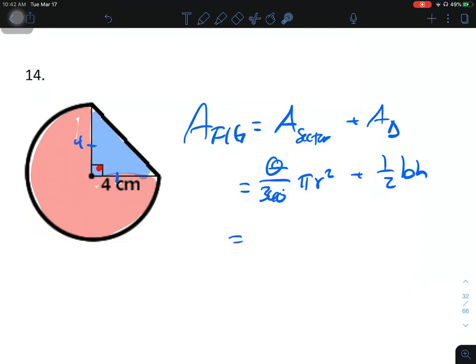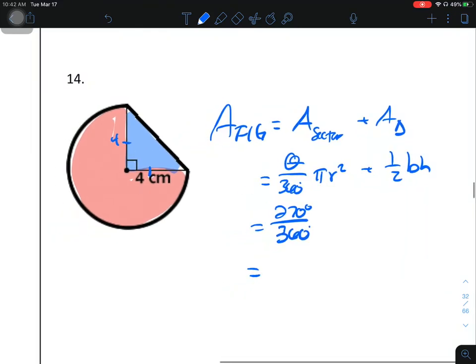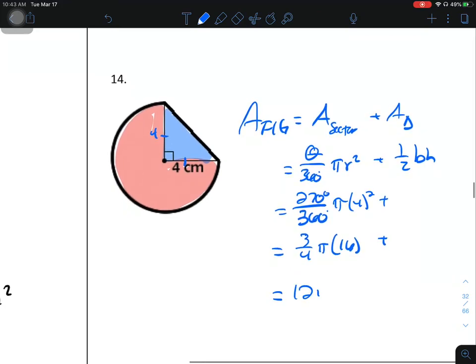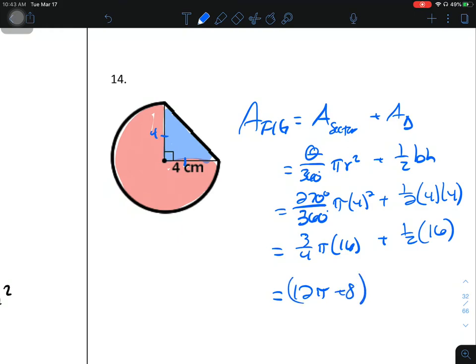If this is 90 degrees, that means this here is 270. 270 over 360 is 3/4. Radius is 4. So that's 3/4 pi times 16. 4 goes into 16 4 times. 4 times 3 is 12. So this is 12 pi. And then for this triangle, the base is 4. The height is 4. That's half of 16. So that is an 8. The units for these are centimeters, so the area is square centimeters.